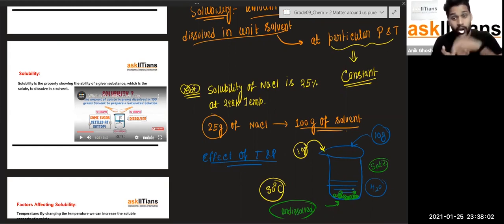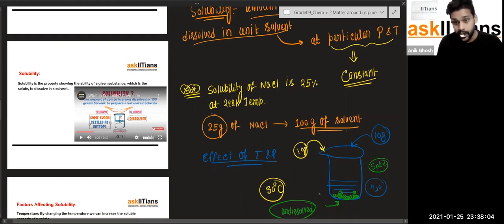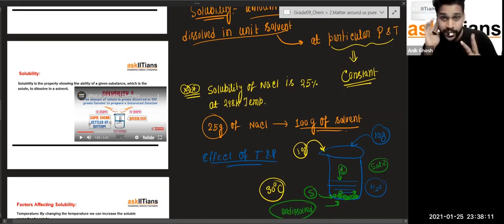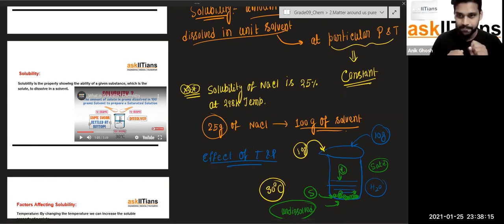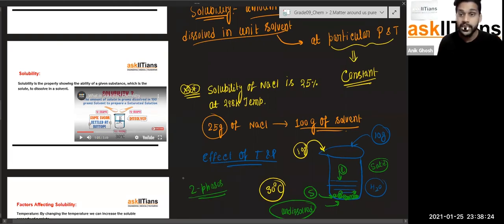So sugars are solid, and this thing is liquid. There are two phases in this solution, isn't it? Not a solution, in this mixture I should rather say, there are two phases, right? So this thing is not a solution anymore, because it is not a homogeneous thing anymore. So for that reason, we cannot say that this is a solution.